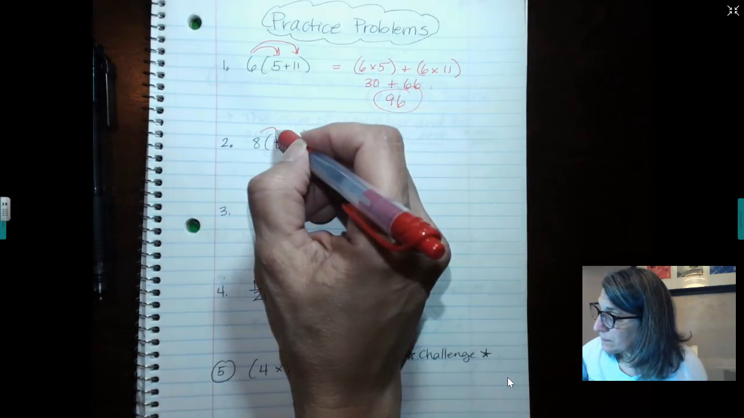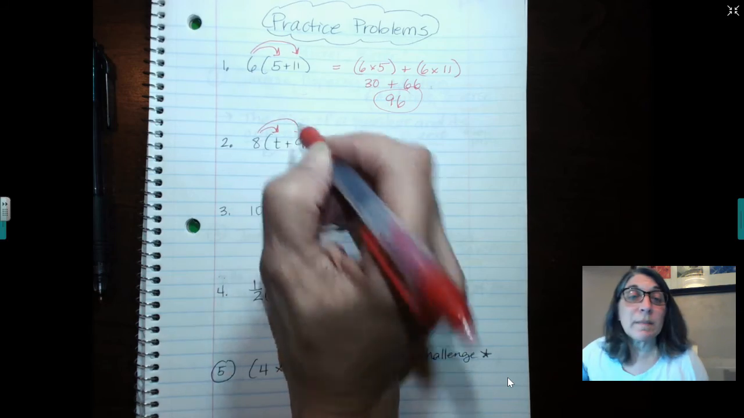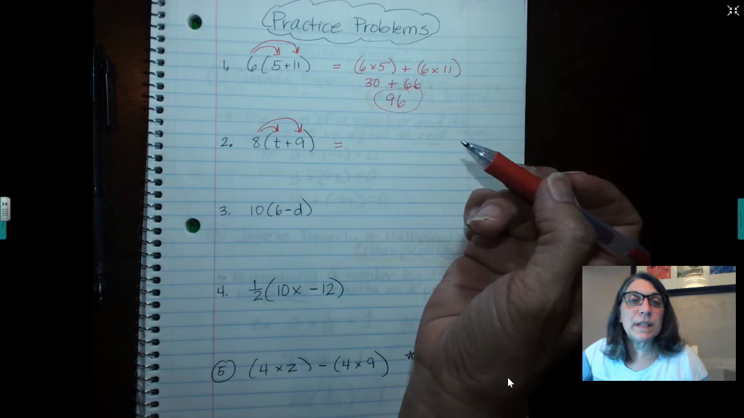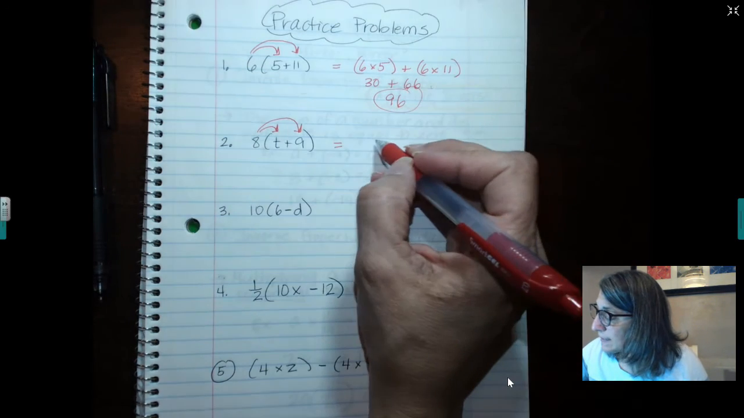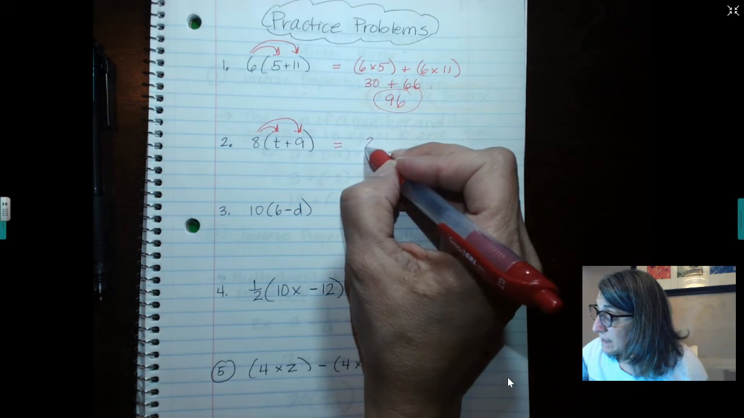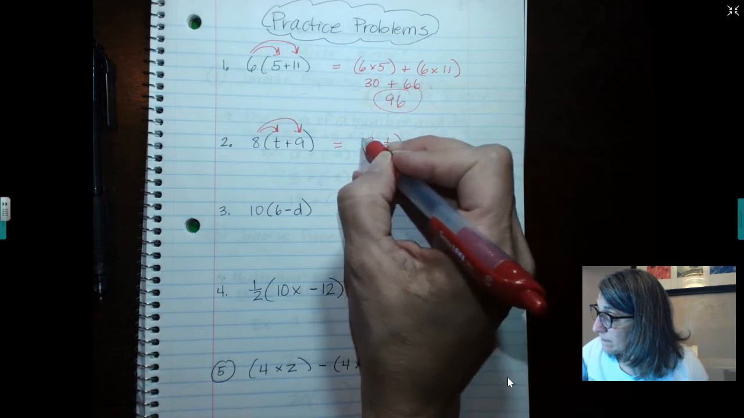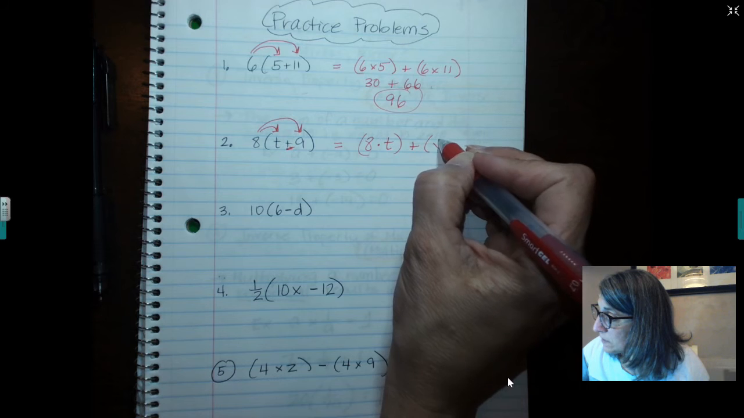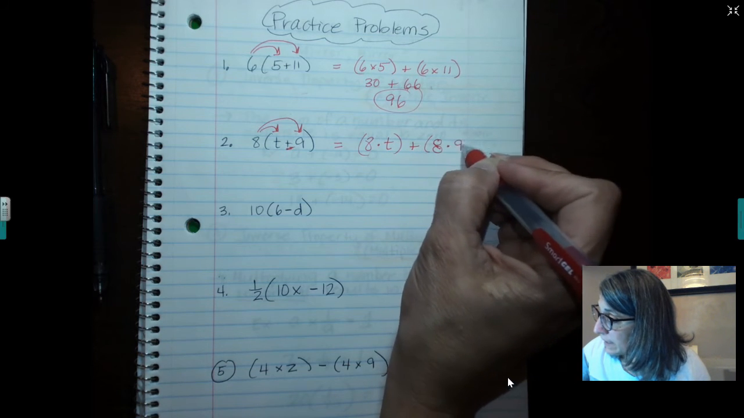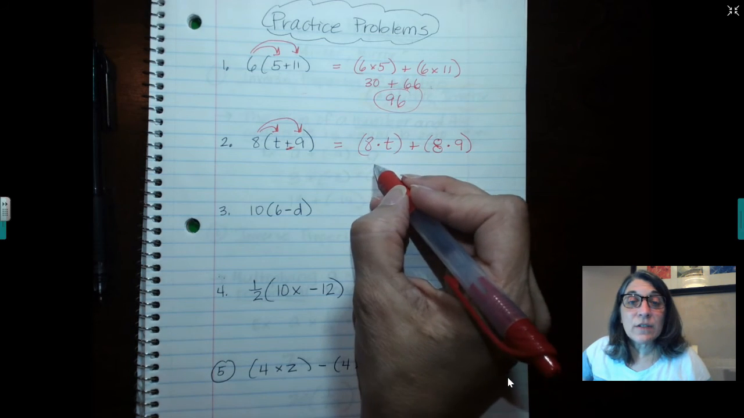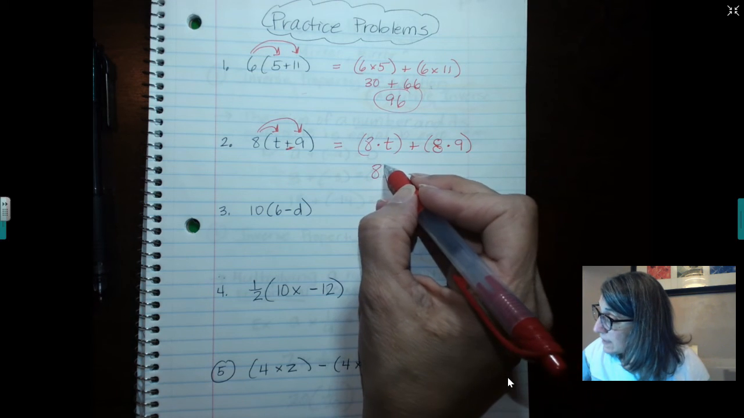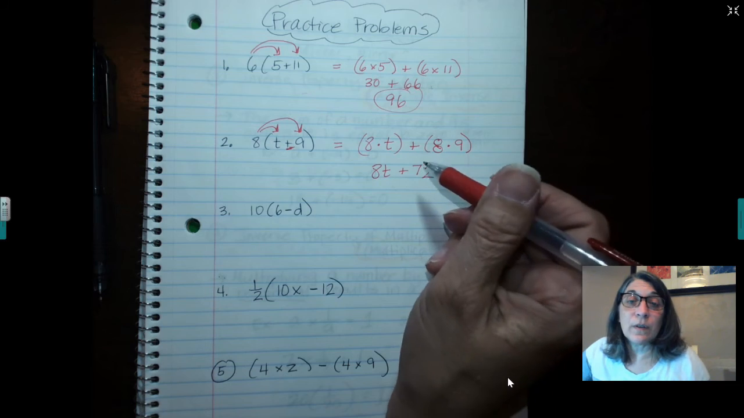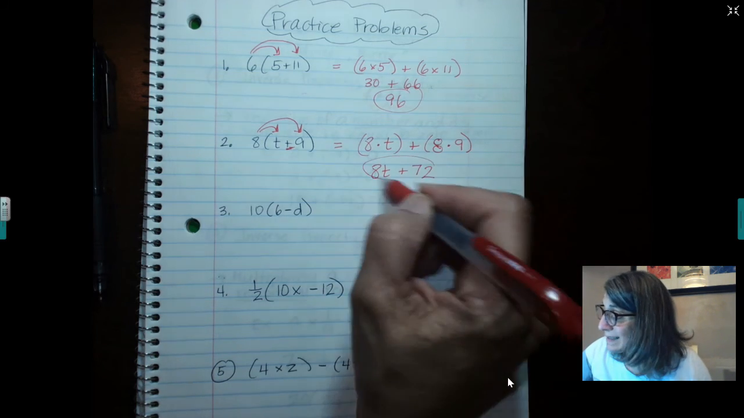All right, let's do this one. I should have paused this myself, but oh well. We're working through it together in case you didn't know the answers. So this is 8 times t plus 8 times 9. Okay, 8 times t is just simplified to 8t, plus 8 times 9 is 72, and that's all you can do. I can't do anything else because I don't know what t is.